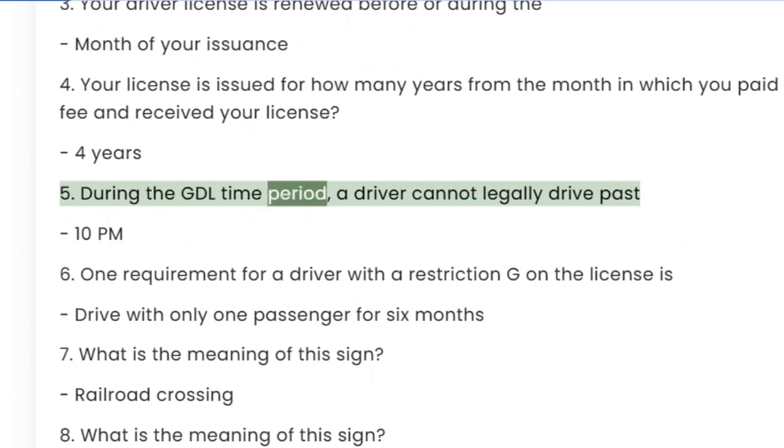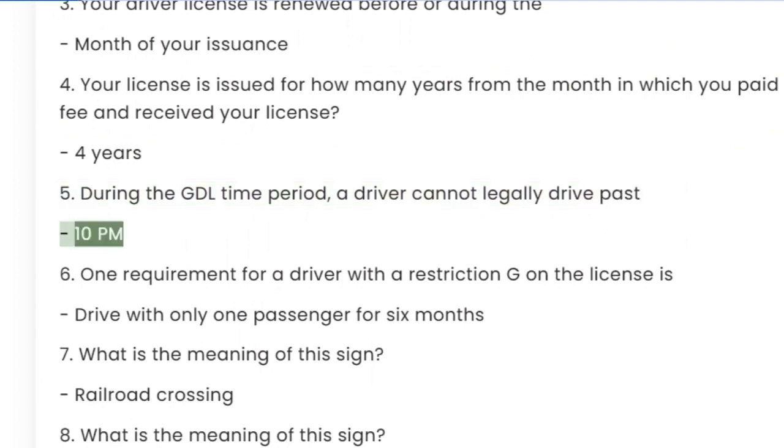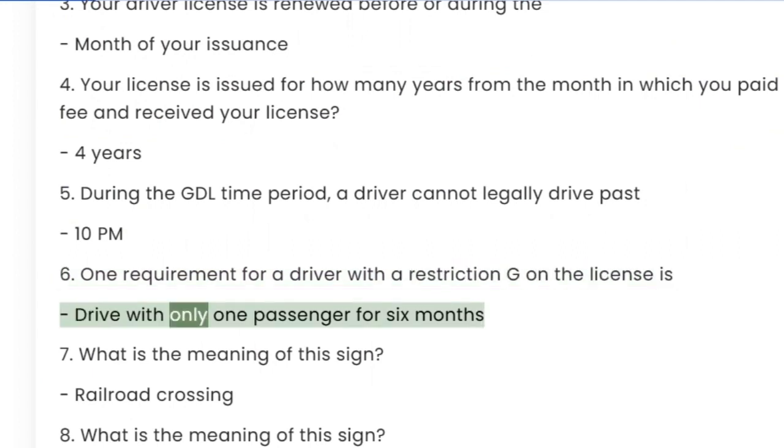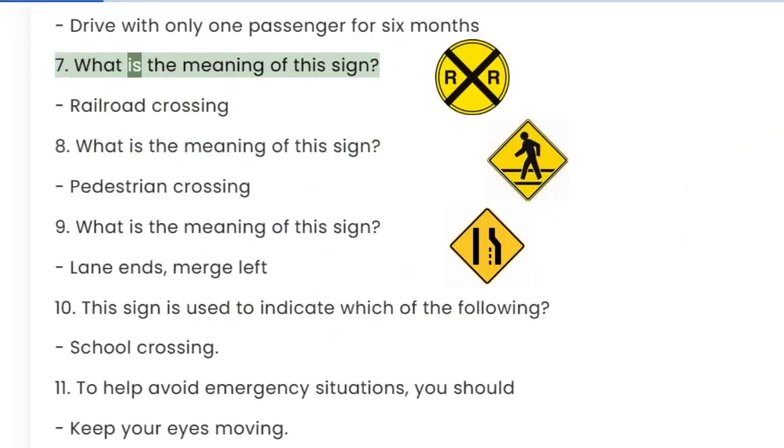5. During the GDL time period, a driver cannot legally drive past 10 p.m. 6. One requirement for a driver with a restriction G on the license is drive with only one passenger for 6 months.